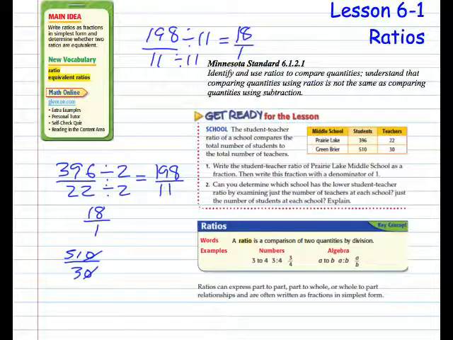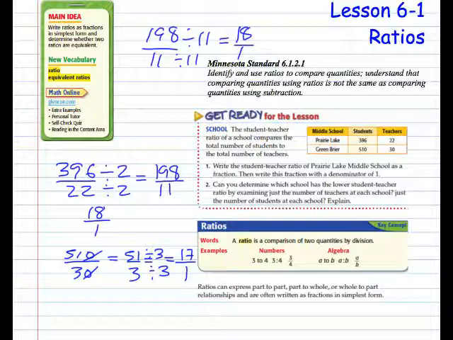Simplify that. I'm going to divide both of these by 10 quickly, which leaves me 51 over 3. 51 is divisible by 3, so I'm going to divide both of these numbers by 3. And what I get is a student-to-teacher ratio at Greenbrier of 17 to 1. So actually, the school that has more students has a lower student-to-teacher ratio because they actually have more teachers.